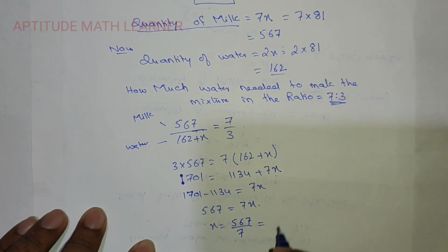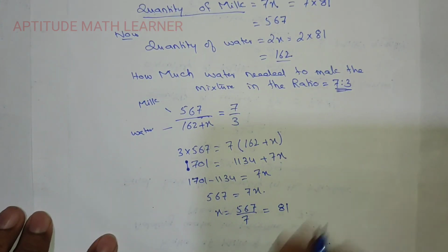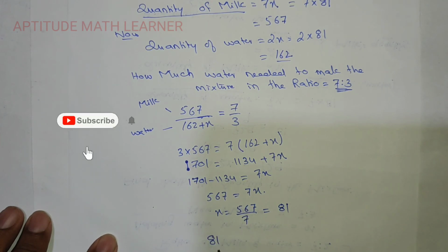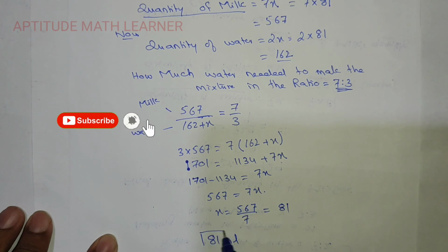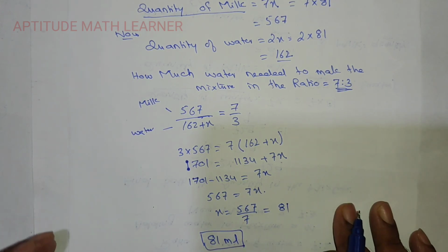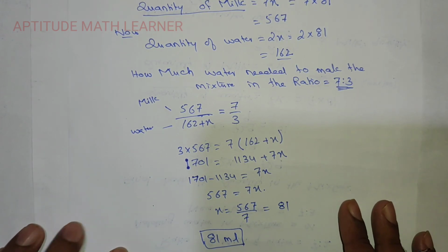We get the answer 81. So the quantity of water to be added is 81 ml. So 81 ml is the water to be added to make the new ratio 7:3.